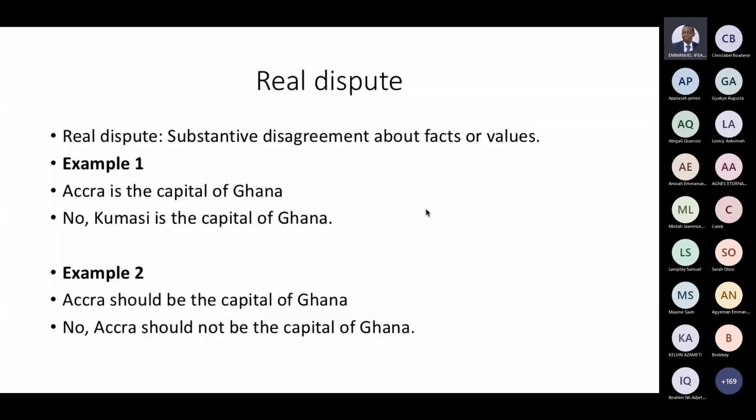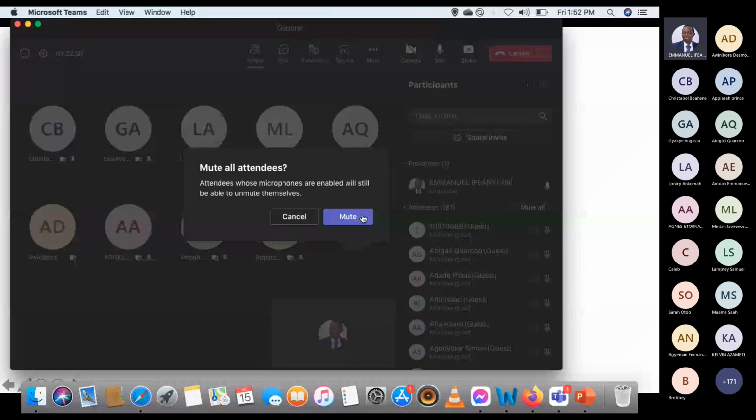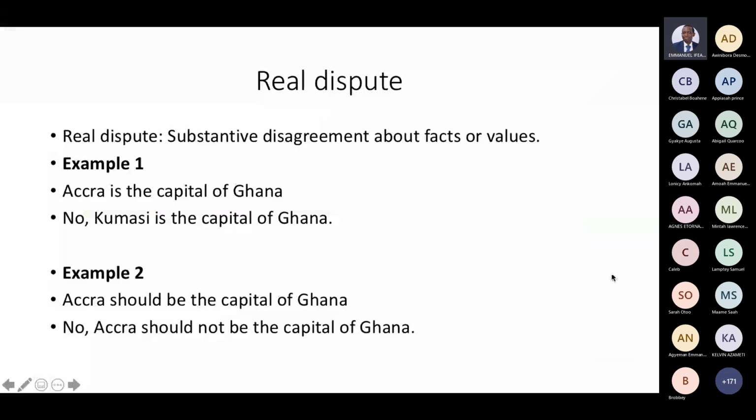Accra should be the capital of Ghana. No, Accra should not be the capital of Ghana. So that one is a disagreement over people's preferences and values. Someone would prefer that Accra is the capital. Someone else would prefer that Accra is not the capital. And the preferences are usually based on value systems. Your preference is based on what you value or what you value more in comparison to something else.